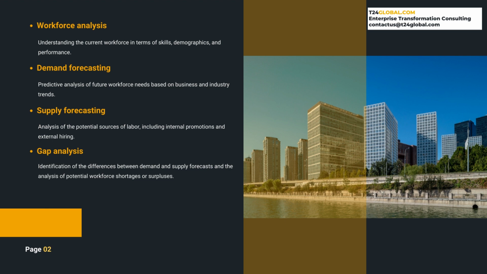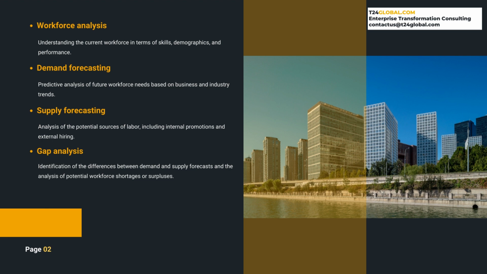This component involves analyzing the potential sources of labor, including internal promotions and external hiring. To conduct supply forecasting, organizations can use HRIS and recruitment software. Business operations activities under this component include analyzing current and future labor market trends, reviewing internal employee data, and identifying potential recruitment sources. The key persona involved in this component are HR professionals and business leaders.